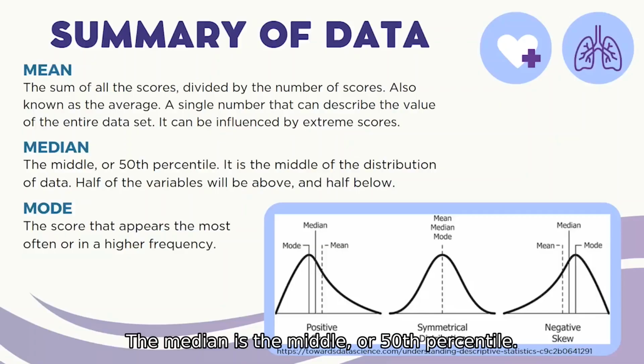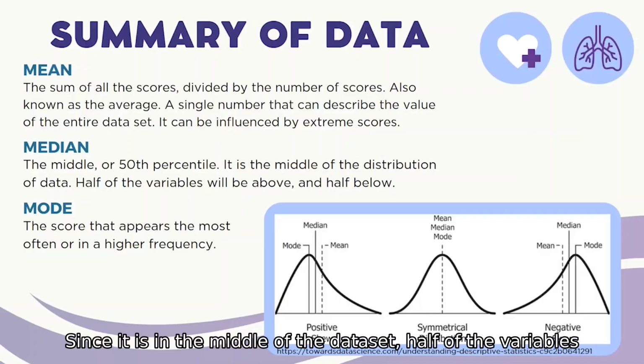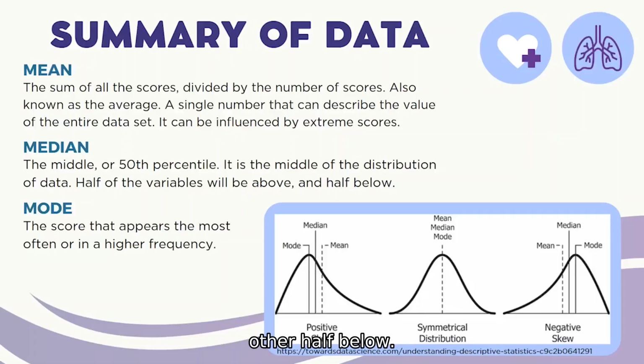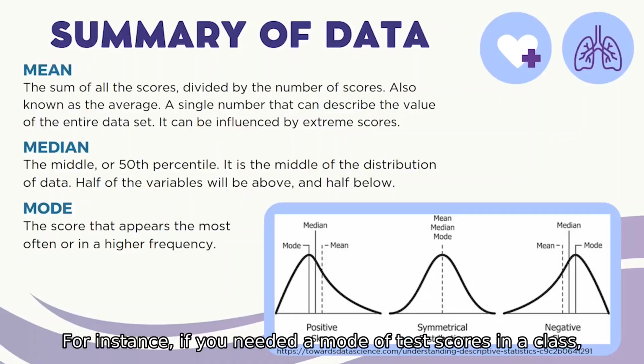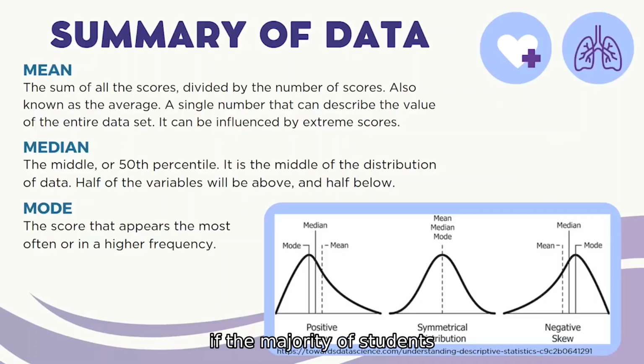The median is the middle, or 50th percentile. Since it is in the middle of the dataset, half of the variables will be above and the other half below. The mode is the score that appears the most. For instance, if you needed a mode of test scores in a class, if the majority of students made a 95, the mode would be 95.